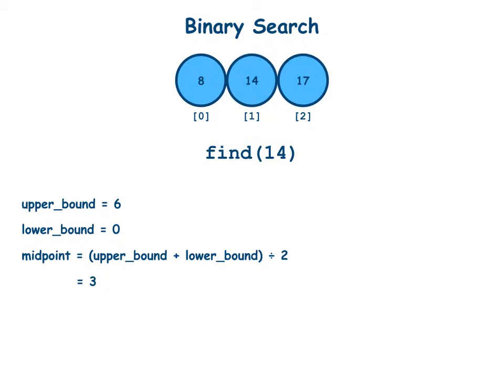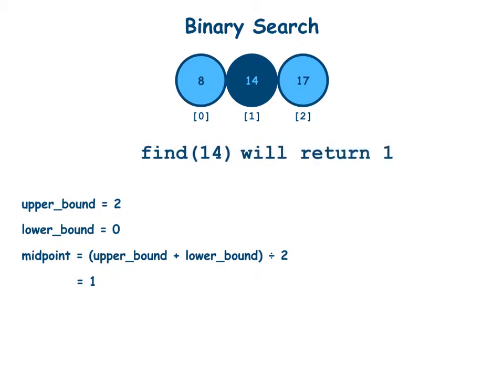So the upper bound now becomes 2. The lower bound stays the same. Add 2 and 0 together, divide by 2, we get 1. So now the value at index 1 is our midpoint. So is 14 the number we're looking for? Is it less than, equal to, or greater than the number at index 1? In this case, it's equal. So we've found our position. Binary search is done. It'll return 1 as the index of the number that we're looking for.